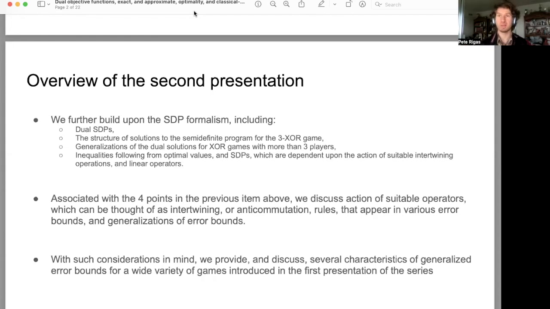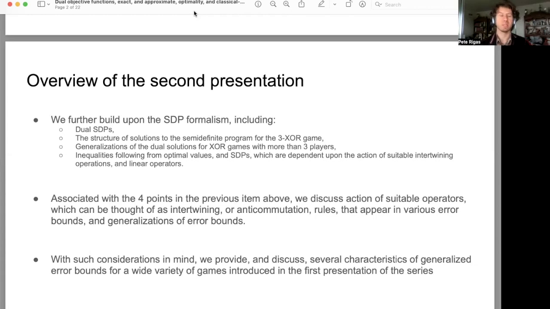And in the case of the dual semi-definite program, it's a very convenient formulation to have from the original semi-definite program, because the dual semi-definite program has an objective function that can be expressed in terms of the optimal value or the maximum probability of winning a game, and up to other types of combinatorial factors, which we're going to further describe in this presentation, the third presentation of the series.